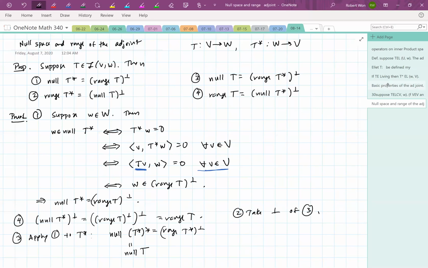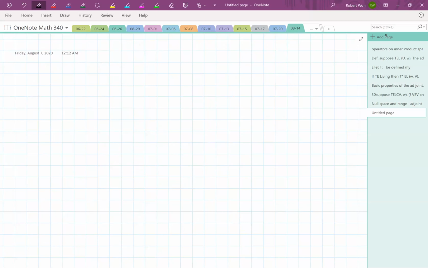So we did basic properties of the adjoint. We did the null space and the range of the adjoint. The next question that you should ask is, what is the matrix of the adjoint? For some of you, this may be the first question you ask because matrices are so nice to compute with.